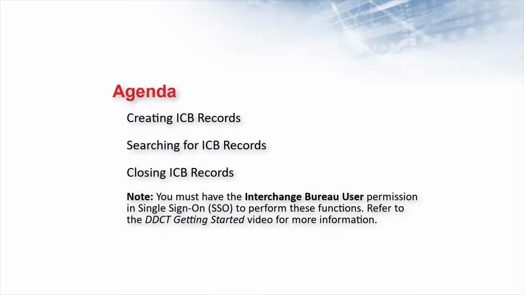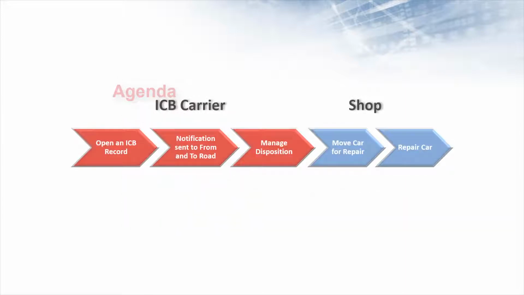You must have ICB SSO permissions to perform these functions. This diagram shows the basic flow of the ICB process. The Interchange Bureau creates an ICB record of possible mechanical defects. This record is sent to the delivering carrier, the from road, to the receiving carrier, the to road, and to the car owner. The delivering carrier makes the determination whether or not to create a DDCT incident, and the disposition is handled by the car owner.